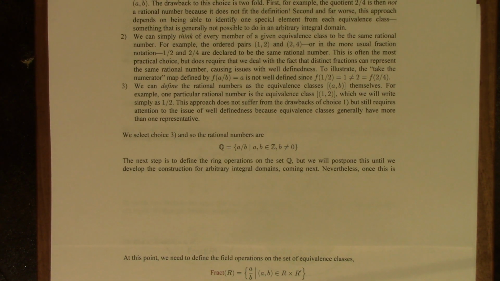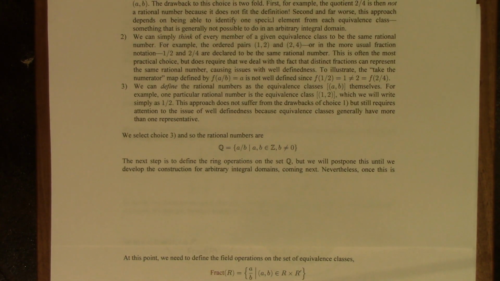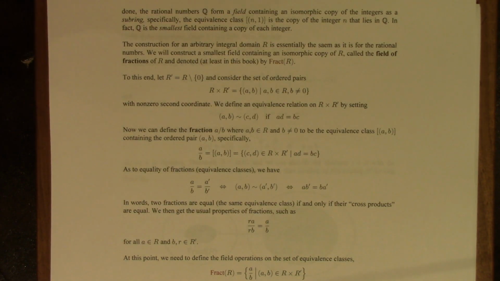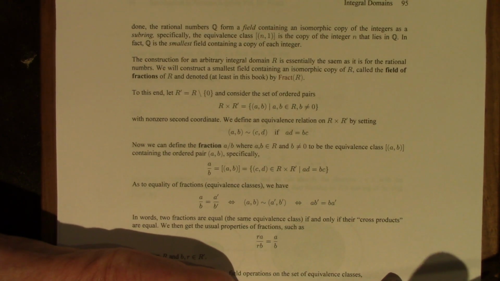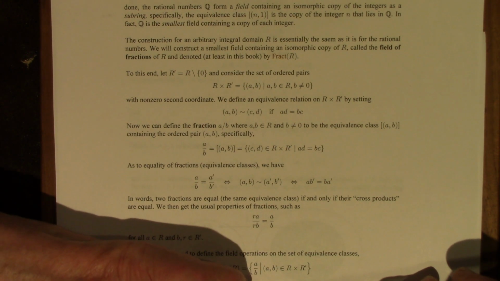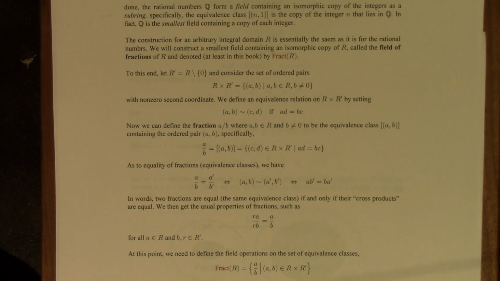The next step would be to define the ring operations on this set. But we're going to generalize to arbitrary integral domains in a moment, and we're going to define the ring operations there, and they're going to look identical to the way we define them here, so we'll postpone that. Nevertheless, once that is done, the rational numbers will be a field, and they will contain a ring isomorphic copy of the integers. So this copy will be a subring of this field.